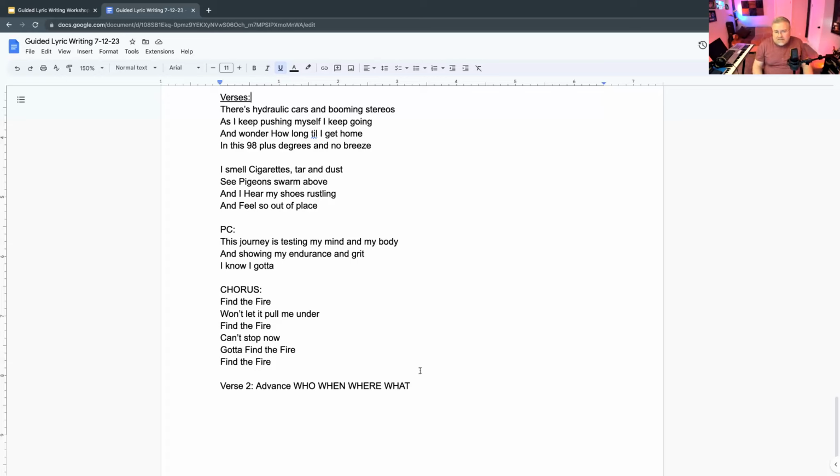Maybe the second verse for my song could be like, I felt this way before, and I always found a way out. So that might be the concept. Because then it could go back to this journey is testing my mind and my body and showing my endurance and grit. I know I gotta find the fire.